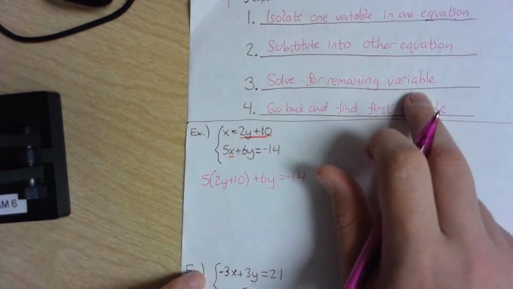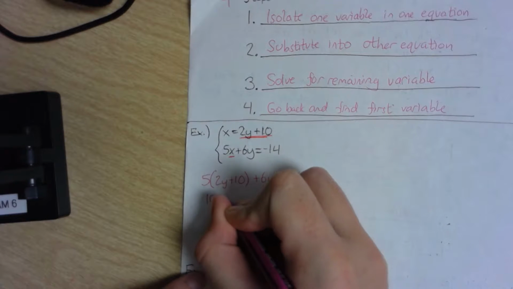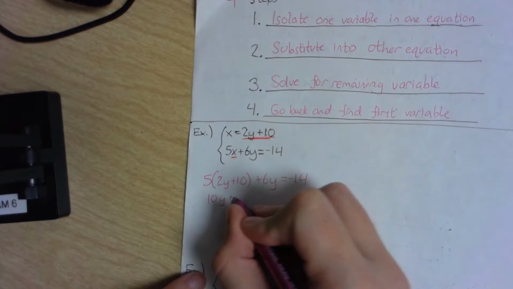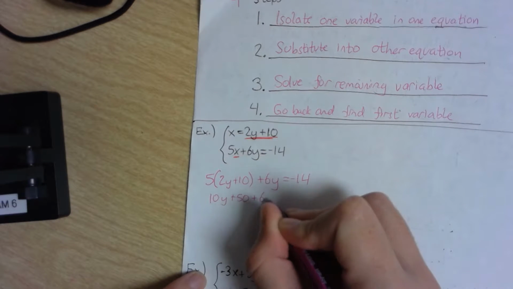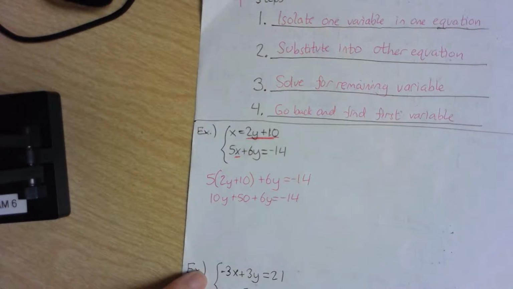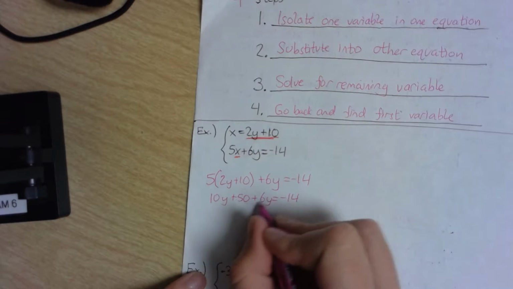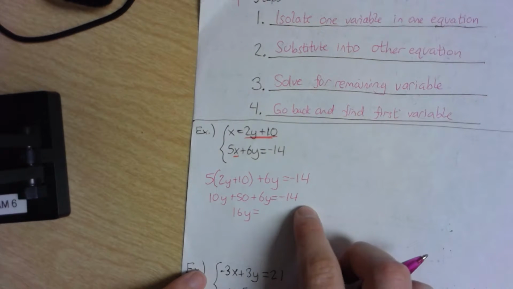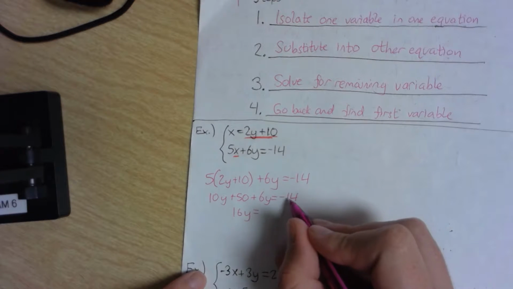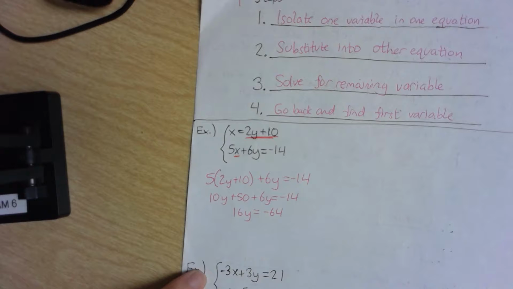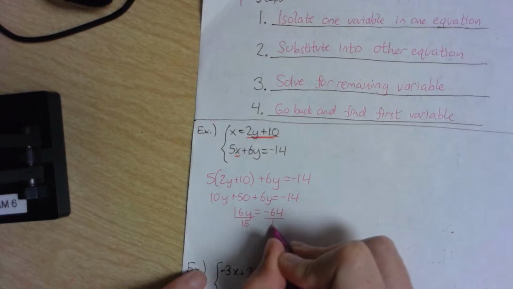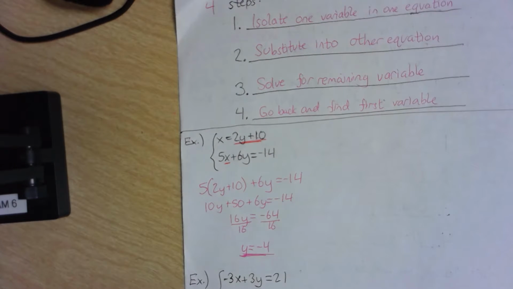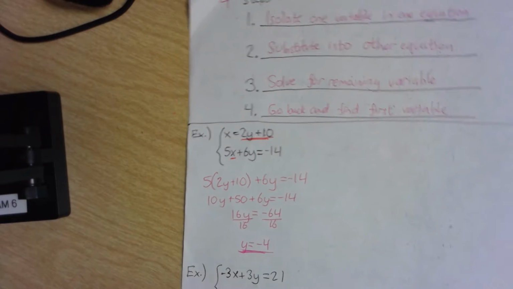Okay, we substituted in. Let's go ahead and solve for the remaining variable. So we're going to start by collecting like terms. We're distributing here. We have 5 times 2y is 10y, plus 5 times 10 is 50, and then plus our 6y equals negative 14. All right, more combining like terms. We get 10y and 6y. That's 16y equals, subtract 50 from both sides. These 50s cancel out, and then we get negative 14 minus 50 is negative 64. Divide both sides by 16. We get y equals negative 4. Okay, if you need a calculator for that, that's fine. Y equals negative 4.